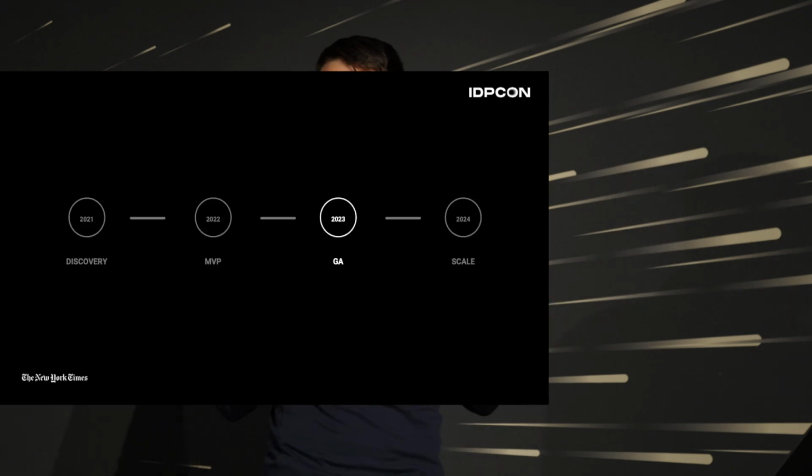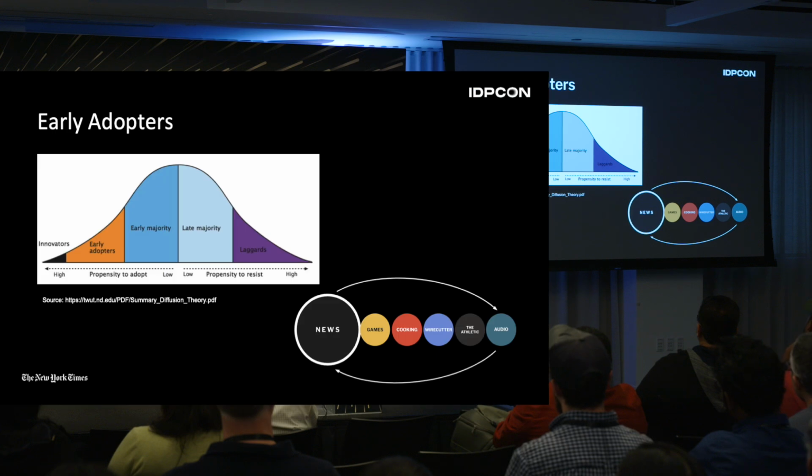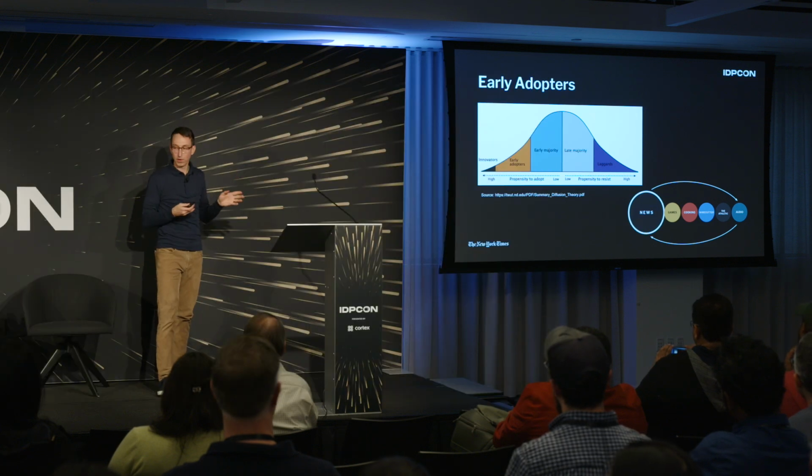And then after we ran that MVP, it was a success. We had a lot of people try it out. And we took a lot of the feedback that we got and started thinking about, okay, how do we get to a GA launch where we can make the platform available for anybody to use if they want to?